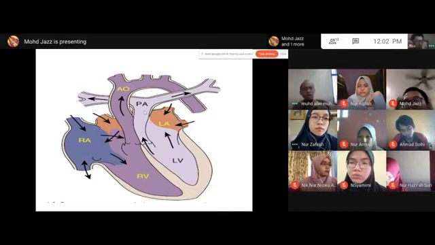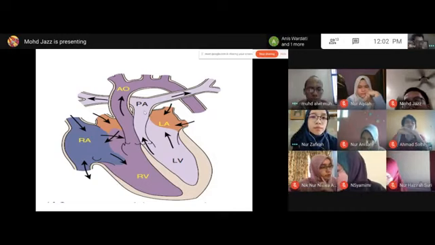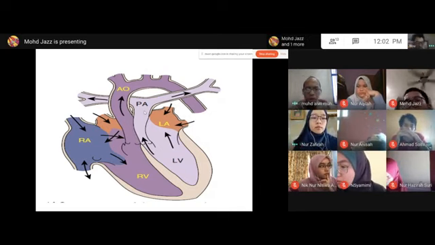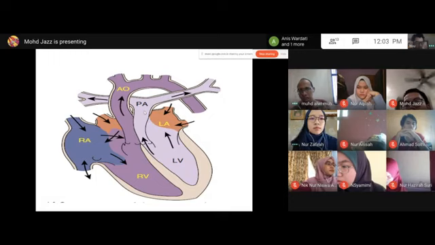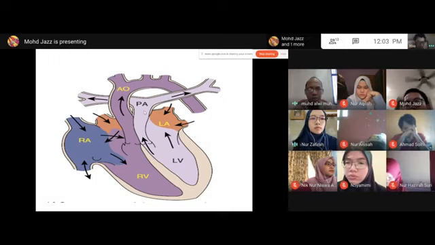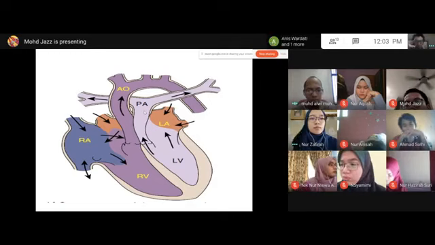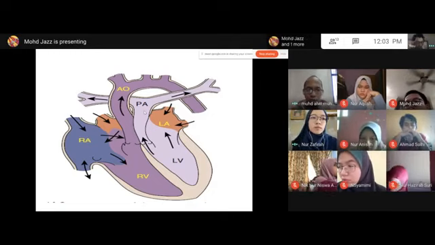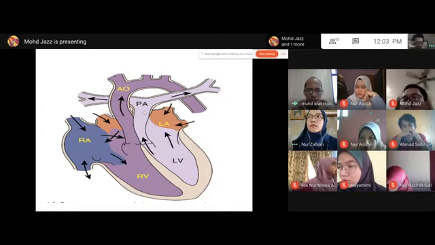So in TGA, what happens is the right ventricle is supplying the aorta, and the left ventricle is supplying the pulmonary artery. This is D-TGA, the original abnormal TGA. In your question, CCTGA means the right and left ventricles are also switched. So the left ventricle will supply the aorta, both switched.